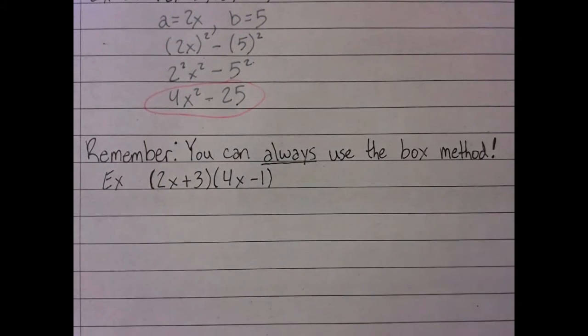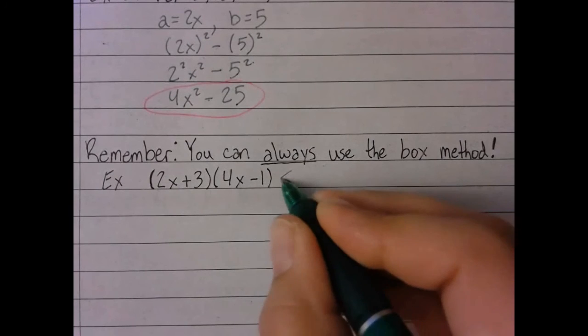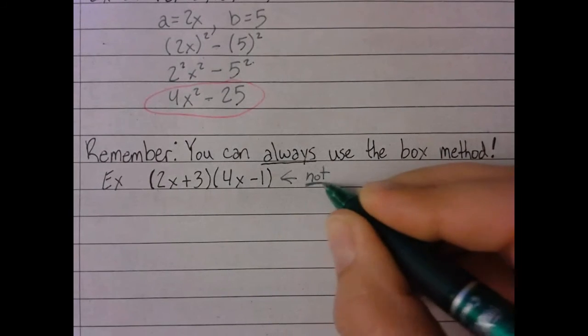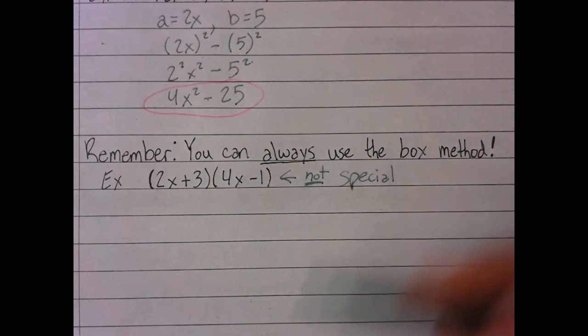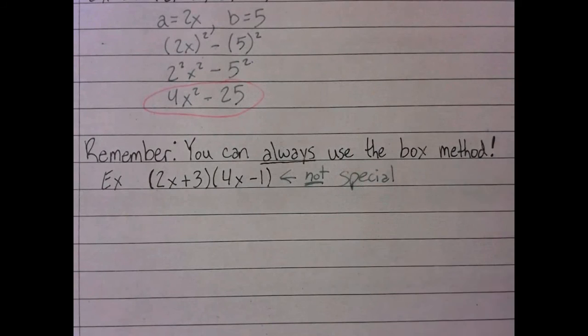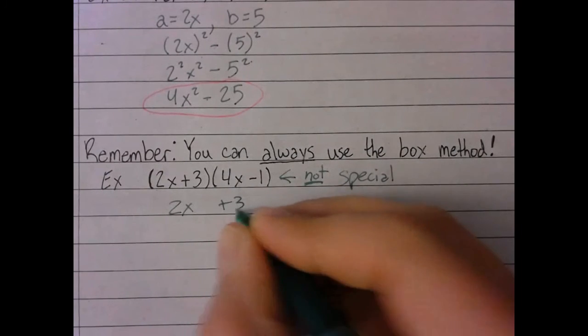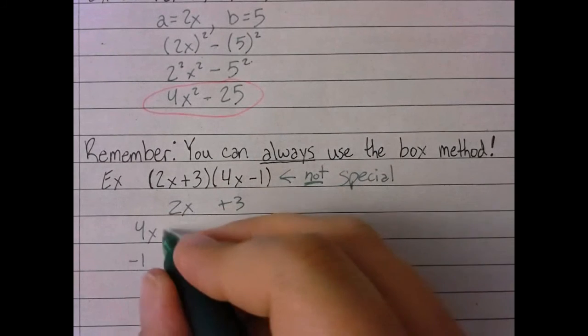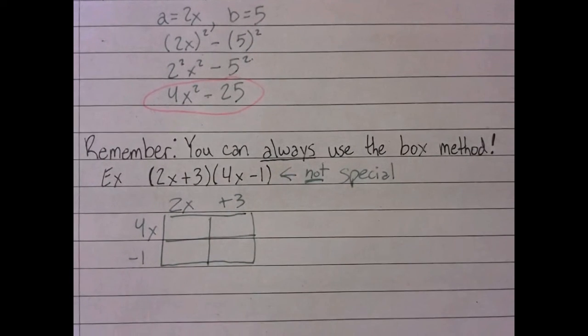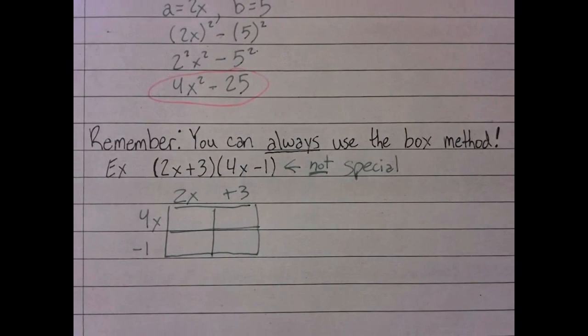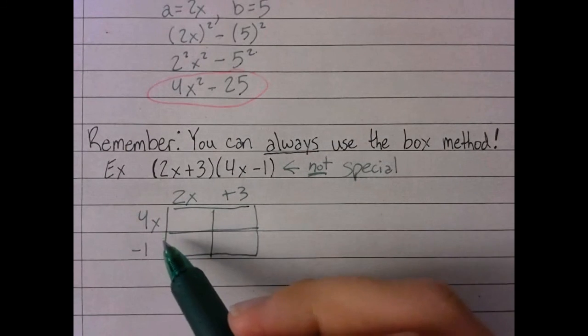One last example. You can always use the box method when multiplying polynomials. So for example, this is not a special case. This is not a special binomial. So we have to use box method on this one. But any of the examples we did, excluding the division ones, can use box method. So let's do box method for this one. Set up your box. All right, so you should have a box like this. It might be hopefully a little neater than mine. And let's go for it.